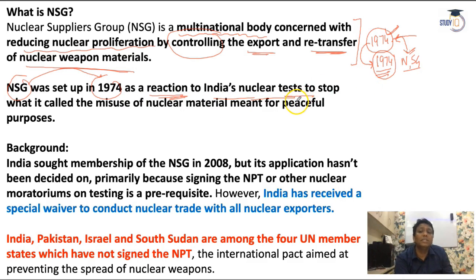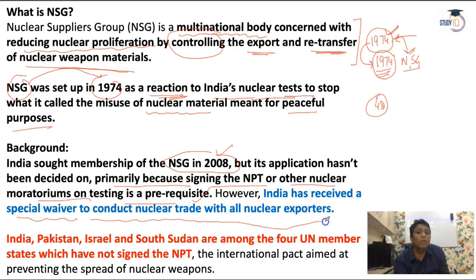And see, the purpose here, guys: the NSG has around 48 member countries right now. Here, most of the countries have uranium, and they know very well how to utilize nuclear energy. So the purpose is that nuclear material should be used for peaceful purposes. So it will take care of nuclear materials, guys. And India sought membership from 2008, as I told you. The application has not been decided, primarily because signing the NPT or other nuclear moratoriums or testing is a prerequisite. I told you, India has received the special waiver to conduct nuclear trade with all the nuclear exporters.